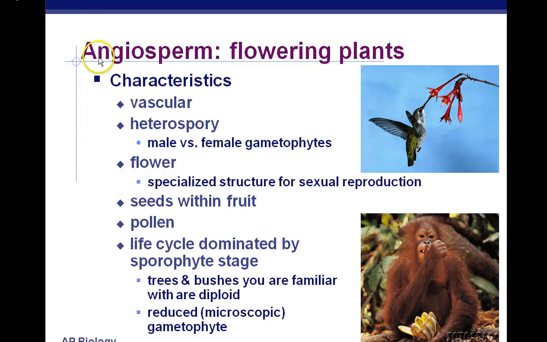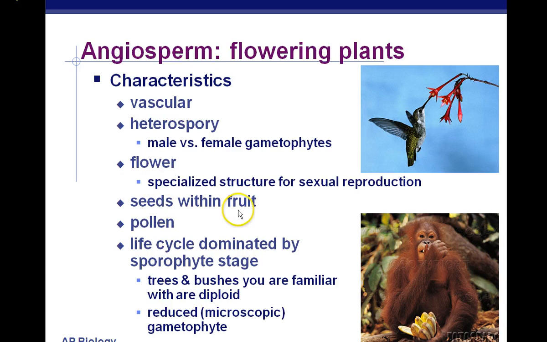All right, angiosperms, they're vascular plants also. They have xylem and phloem. They have distinct male and female gametophyte structures within the plant. They sometimes even have separate male and female plants. The flowers are specialized structures for sexual reproduction, attract pollinators and other functions.